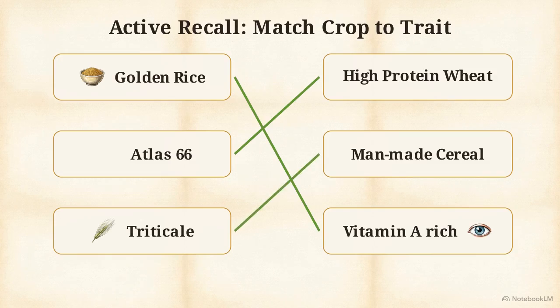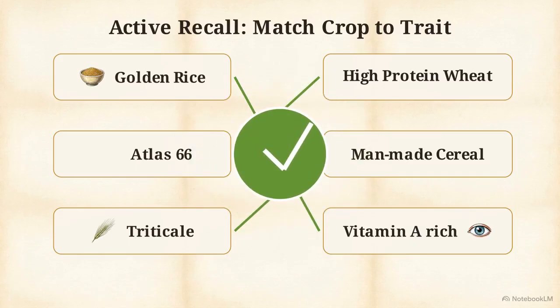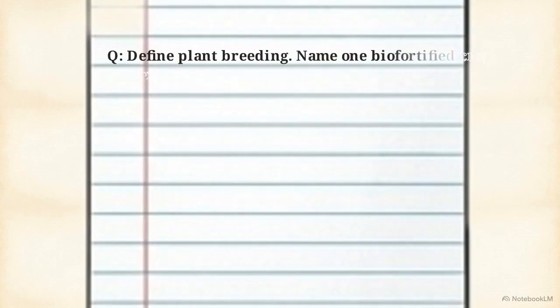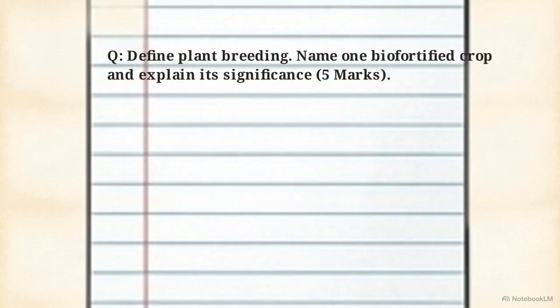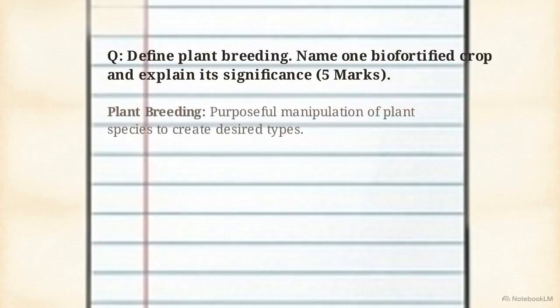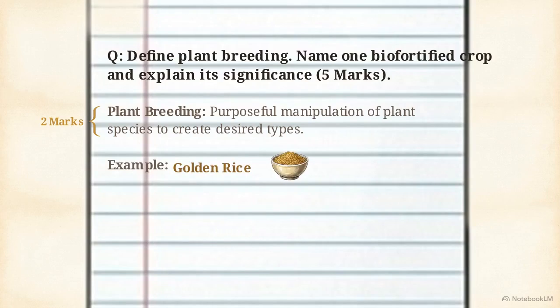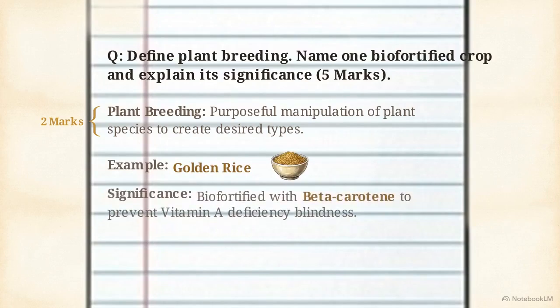Let's apply everything we've covered to a classic 5-mark WBCHSE board question. Define plant breeding. Name one biofortified crop and explain its significance. We start our answer with the precise definition: the purposeful manipulation of plant species to create desired types. Next, we name golden rice, and we specifically explain that it is biofortified with beta-carotene to fight vitamin A deficiency blindness.